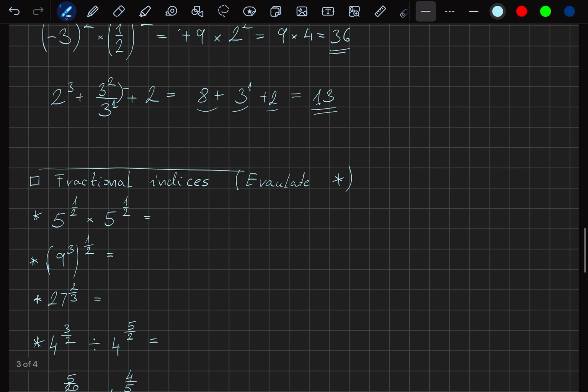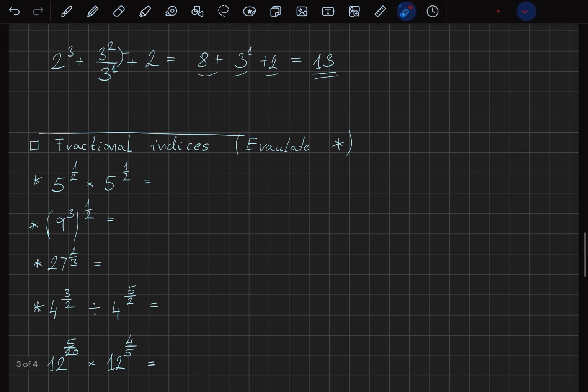Okay. I put here a star because it's some extra. As you know, I use a book, but it was not in the book. I just wanted to practice a little bit basically the fractions. I add them, so 5 to the power 1 over half times itself, it's 5 to the power 1 over half plus 1 over half, and we will just add the half and half. It's 5 to the power 1, so it's 5.